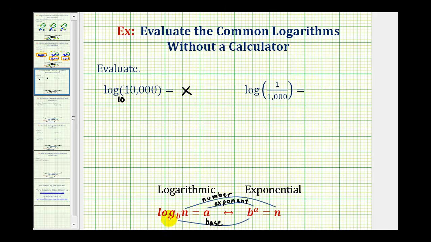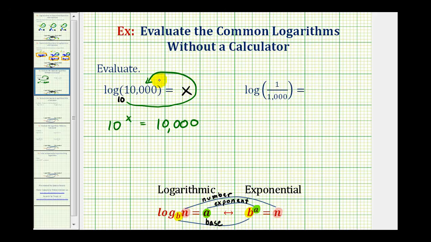To convert a log equation to an exponential equation, remember, b is the base, a is the exponent, and n is the number. An easy way to do this is to start with the base, work around the equal sign to form the exponential equation. So here we have 10 raised to the power of x must equal 10,000. So 10 to the power of x equals 10,000.